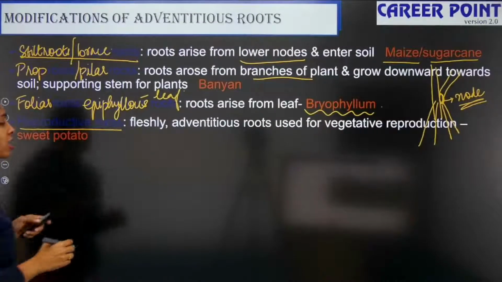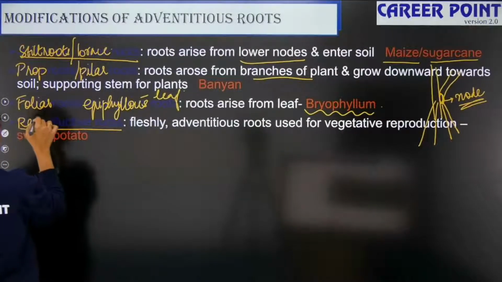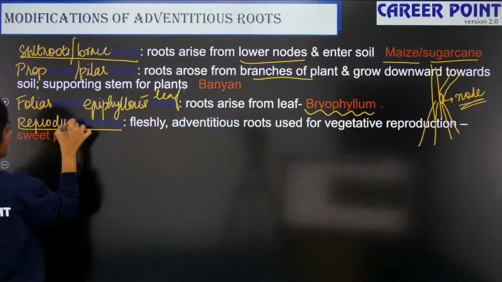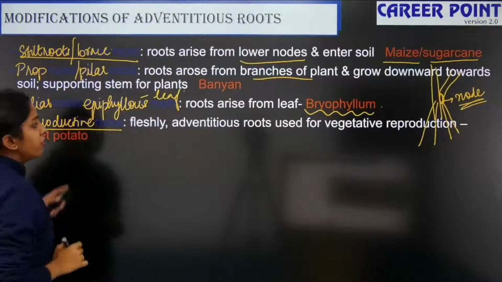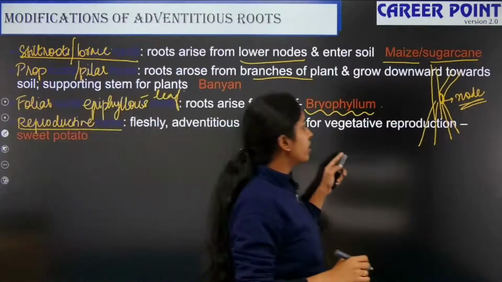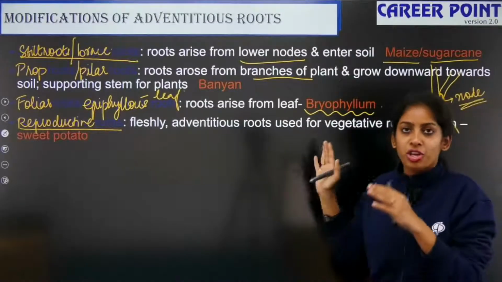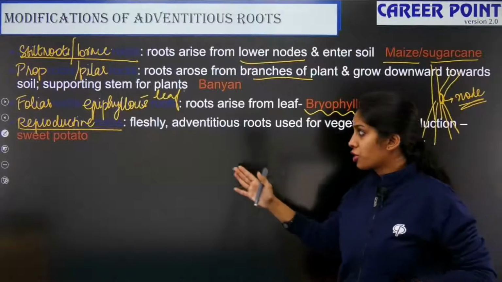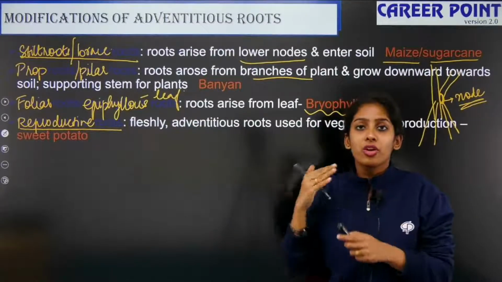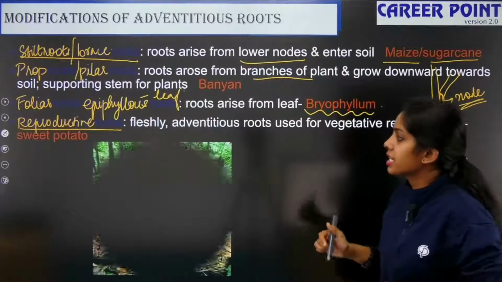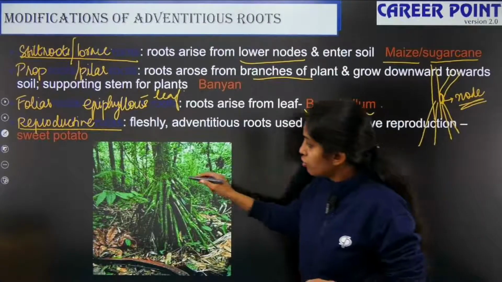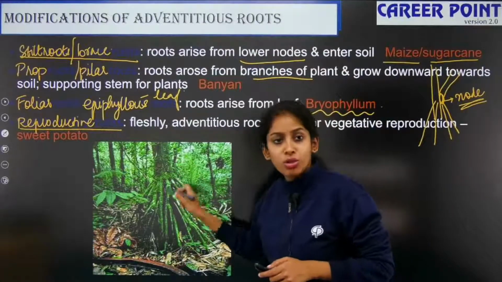So reproductive roots talk about fleshy adventitious roots for vegetative reproduction. Vegetative reproduction is a type of asexual reproduction, so these are roots which can help in reproduction. An example is seen in the case of sweet potato. Can you see the roots arising from the lower nodes?